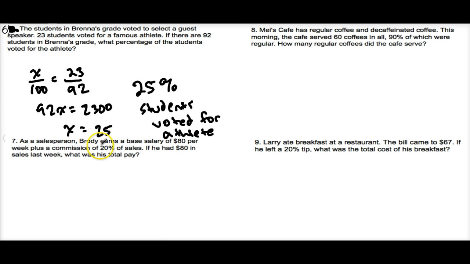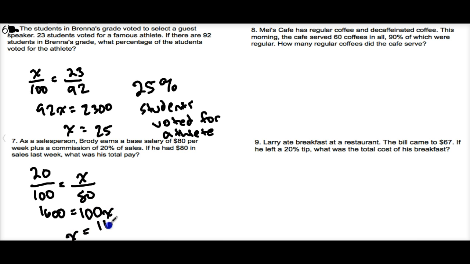All right, the next one, a salesperson. As a salesperson, Brody earns a commission salary, a base salary of $80 per week, plus a commission of 20% of the sales. If he had $80 in sales last week, what was his total pay? So this one's going to be 20% of his sales over 100, and the sales were 80, so we don't know the part of the sales. So we're going to cross multiply. And then X is going to equal 16.